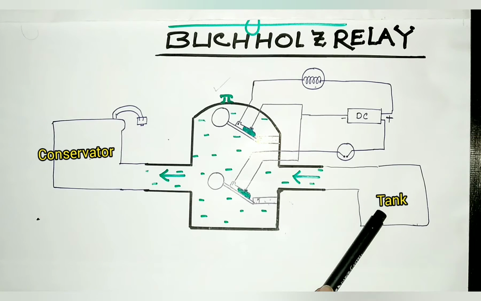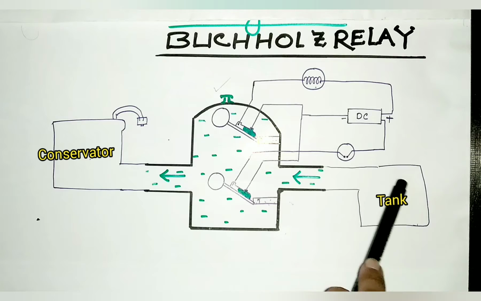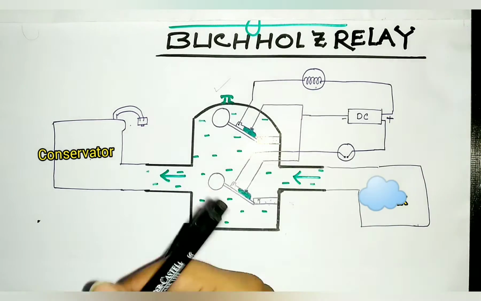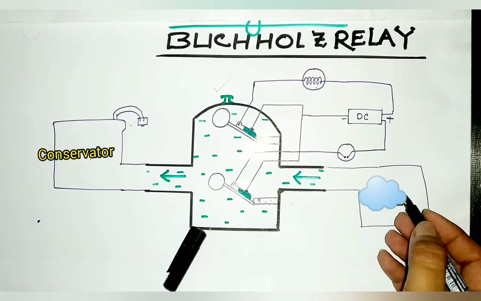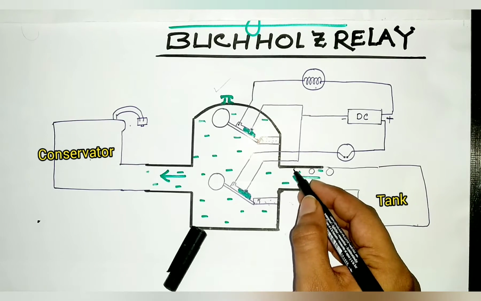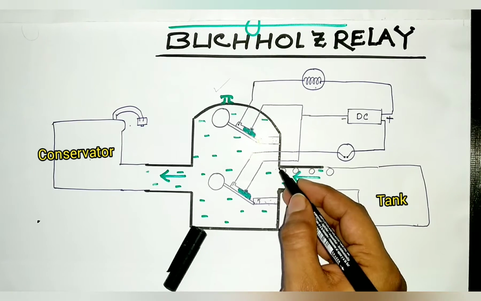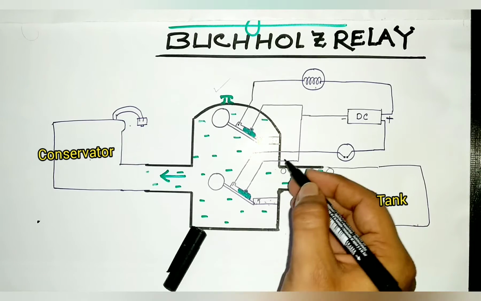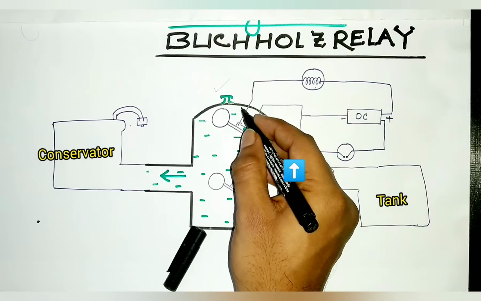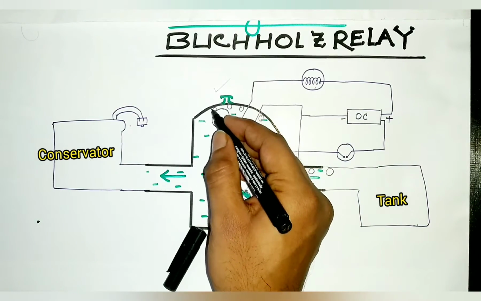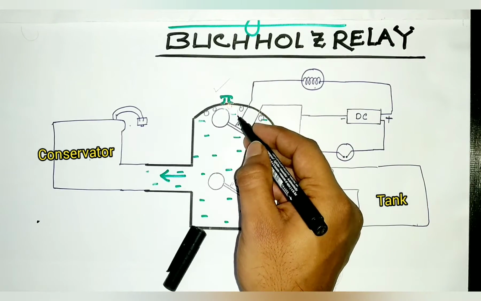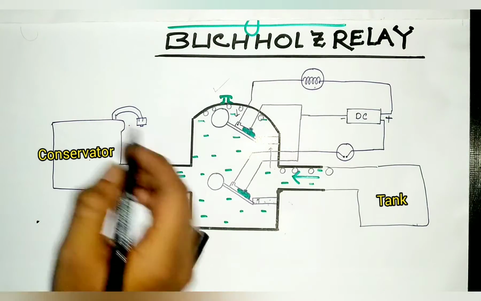But now at a certain temperature, the oil will decompose into some gases like CO2, CO. And these gases are lightweight. This gas bubble will go through this way, but after this point, as these gas bubbles are very lightweight, they will go in the upward direction and accumulate in the uppermost position of the Buchholz relay chamber, which will further lower the level of oil. Now let us understand this in more depth.